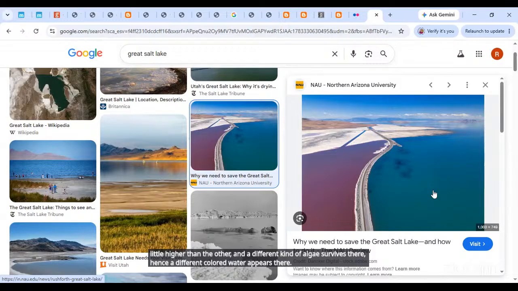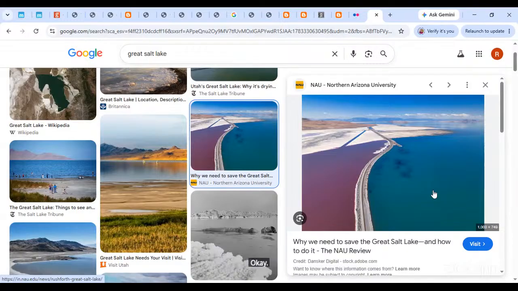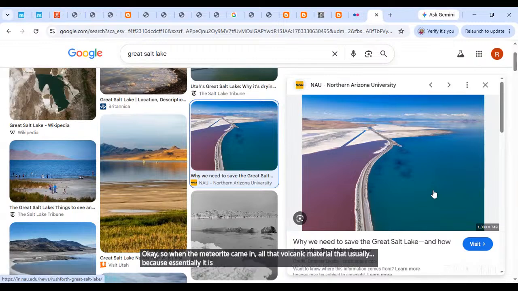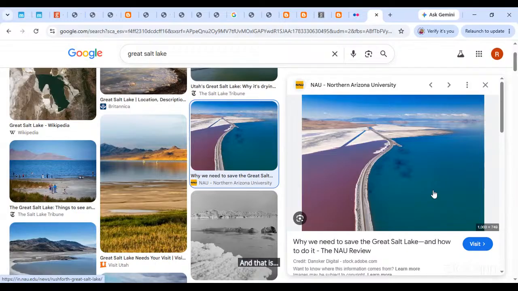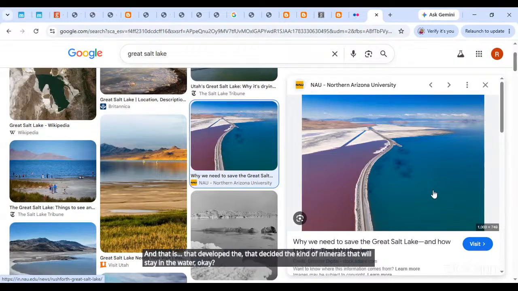Similar situation for the Lonar Lake also, because first of all, Lonar Lake was formed because of that impact of the meteorite. Okay, so when the meteorite came in, all that volcanic material, because essentially it is rocks, right? Whether you talk of lava or volcanoes or anything, it is essentially rock. So you're saying that all that material was very similar to a volcano. The meteorite material was similar to a volcano, and that decided the kind of minerals that will stay in the water. Okay, and secondly, it's an inland lake.